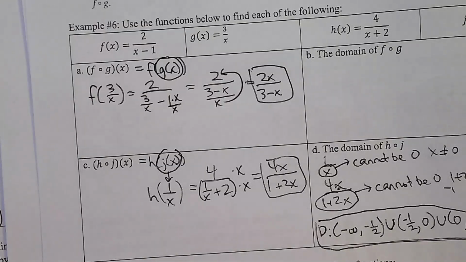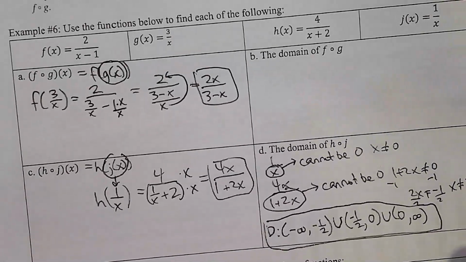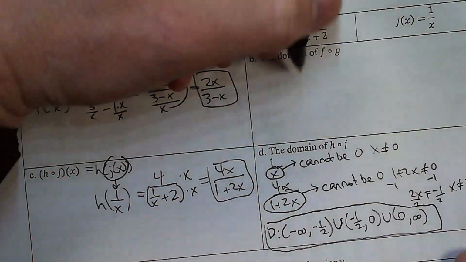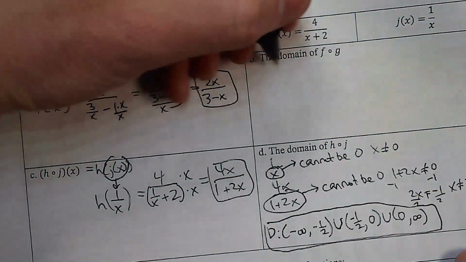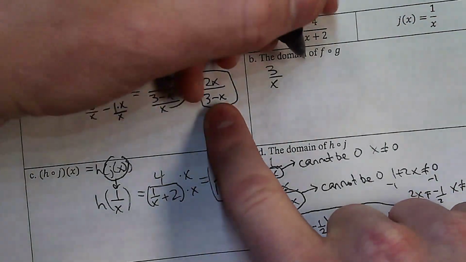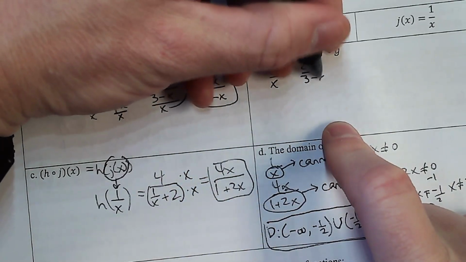Uh-oh. You got to do the domain, though. Now, this has 2 issues. This is where Cameron's going to throw some more things at me. All right, first off, I dealt with g of x, so I have to consider 2 things. I have to consider g of x, because that's what I started with. So I have to consider 3 divided by x, and I also have to consider the answer. So I have to consider 2x divided by 3 minus x.